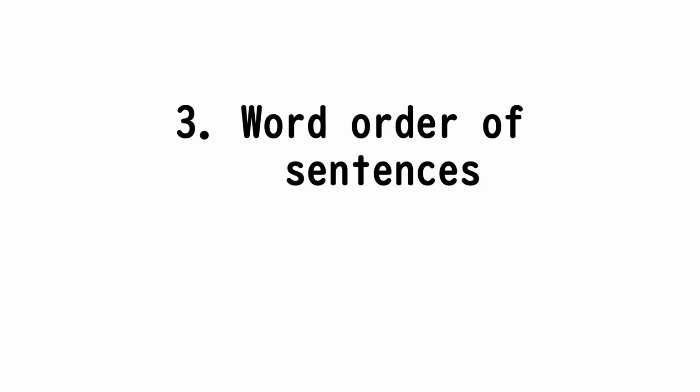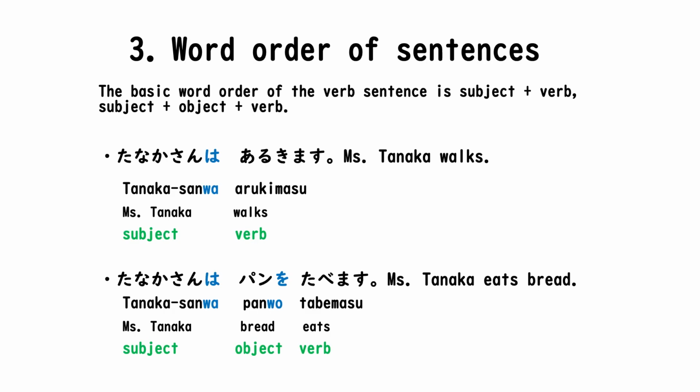Now let's look at word order in Japanese. This section describes the basic word order of verb sentences. The basic word order of Japanese verb sentence is subject-verb pattern or subject-object-verb pattern. The verb is always placed at the end of the sentence. The first example, 田中さんは歩きます。Miss Tanaka walks, has no object and consists of the subject, Miss Tanaka, and the verb walk.